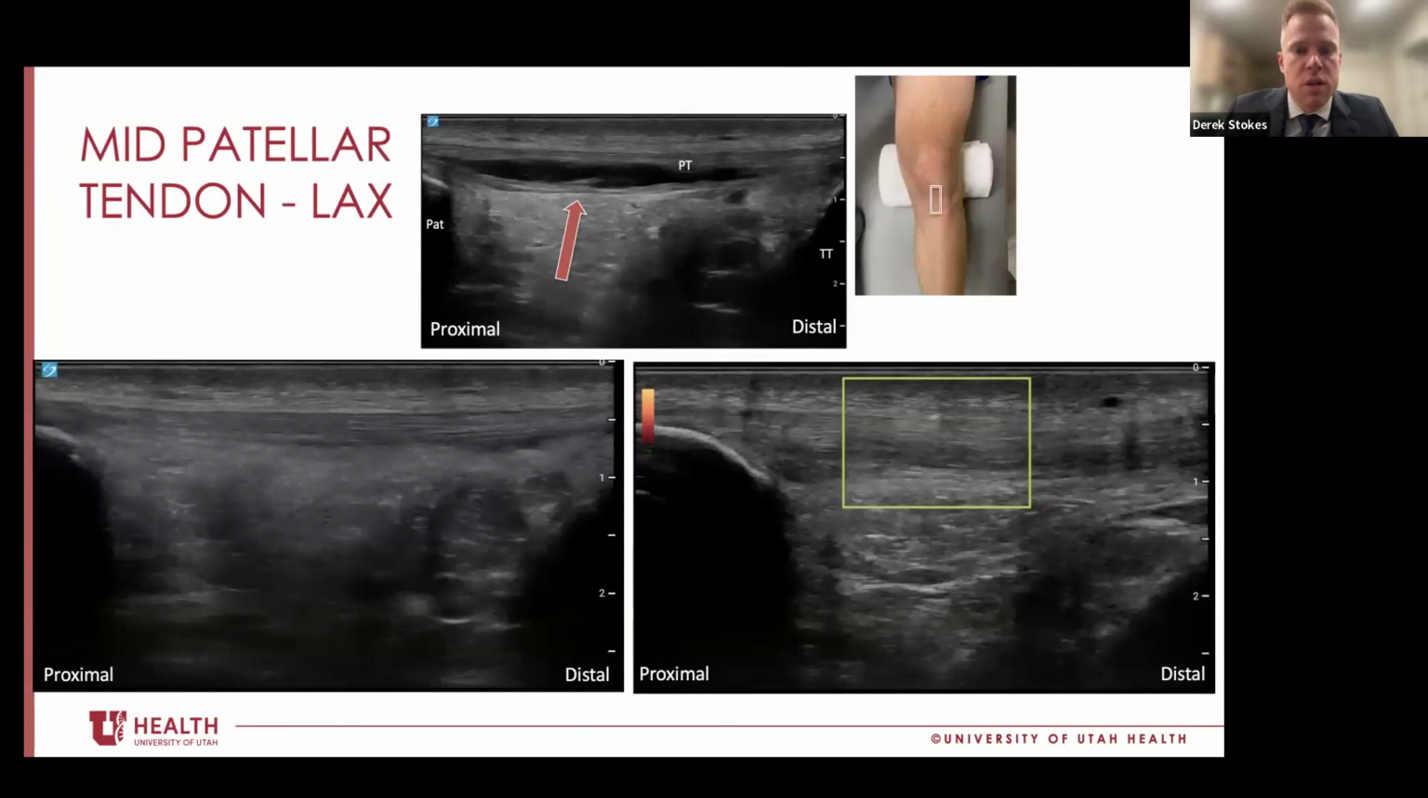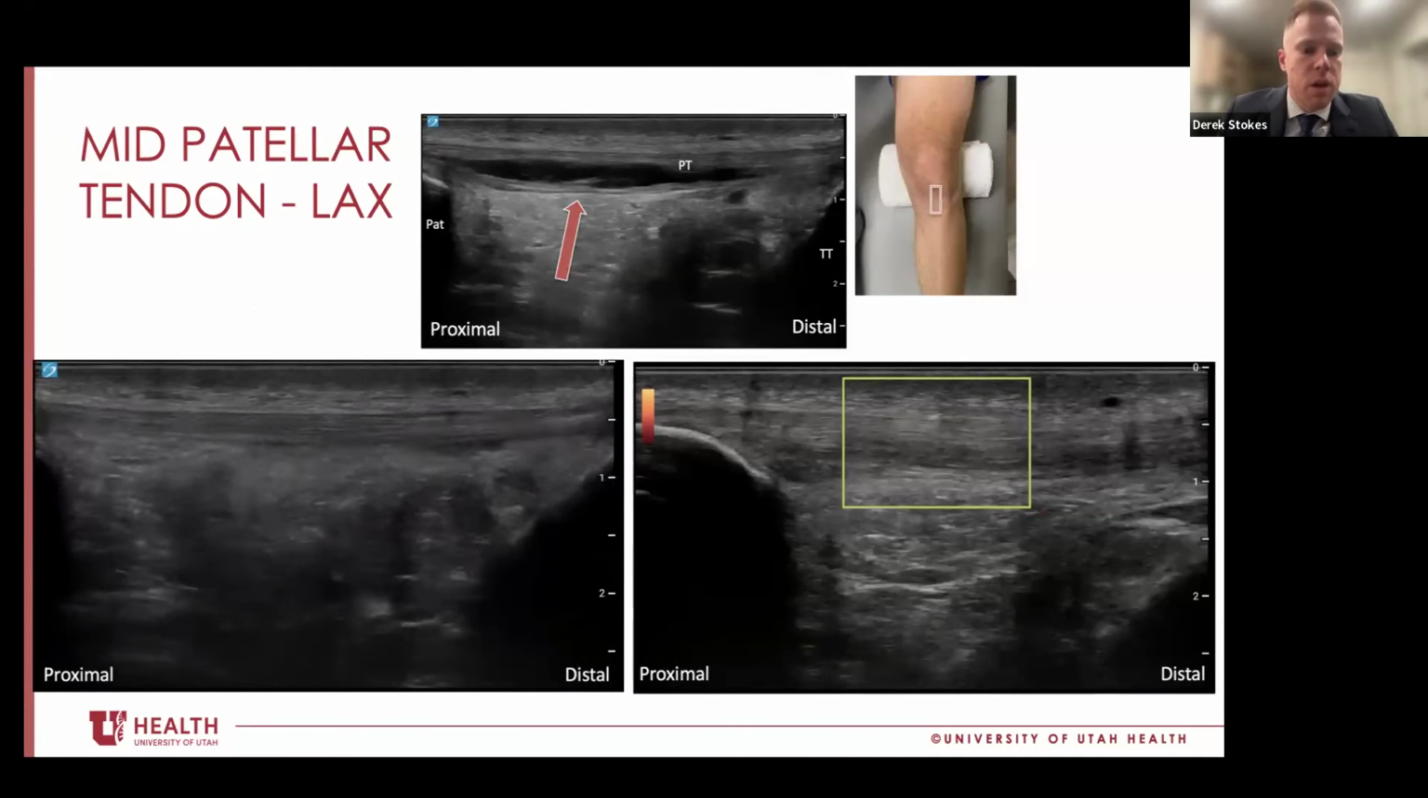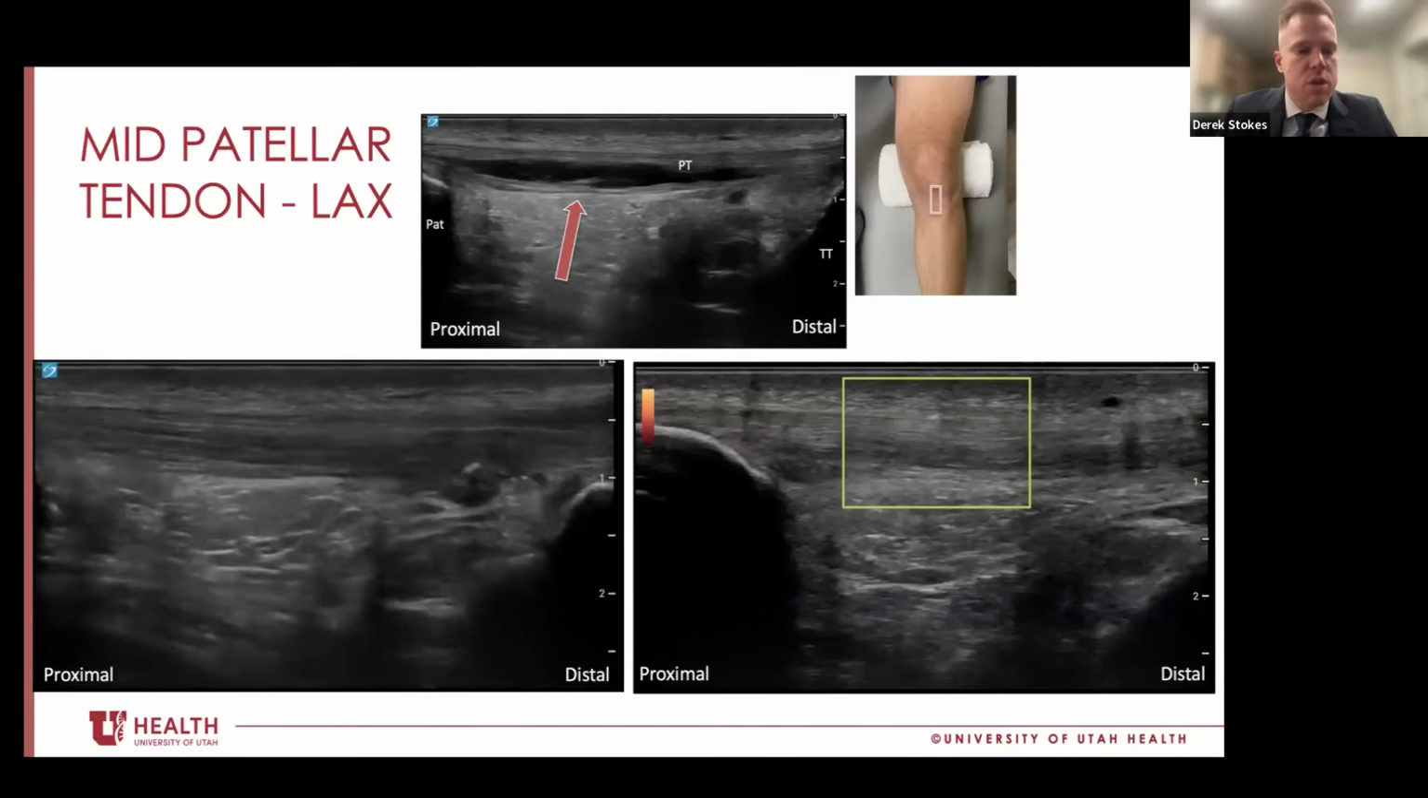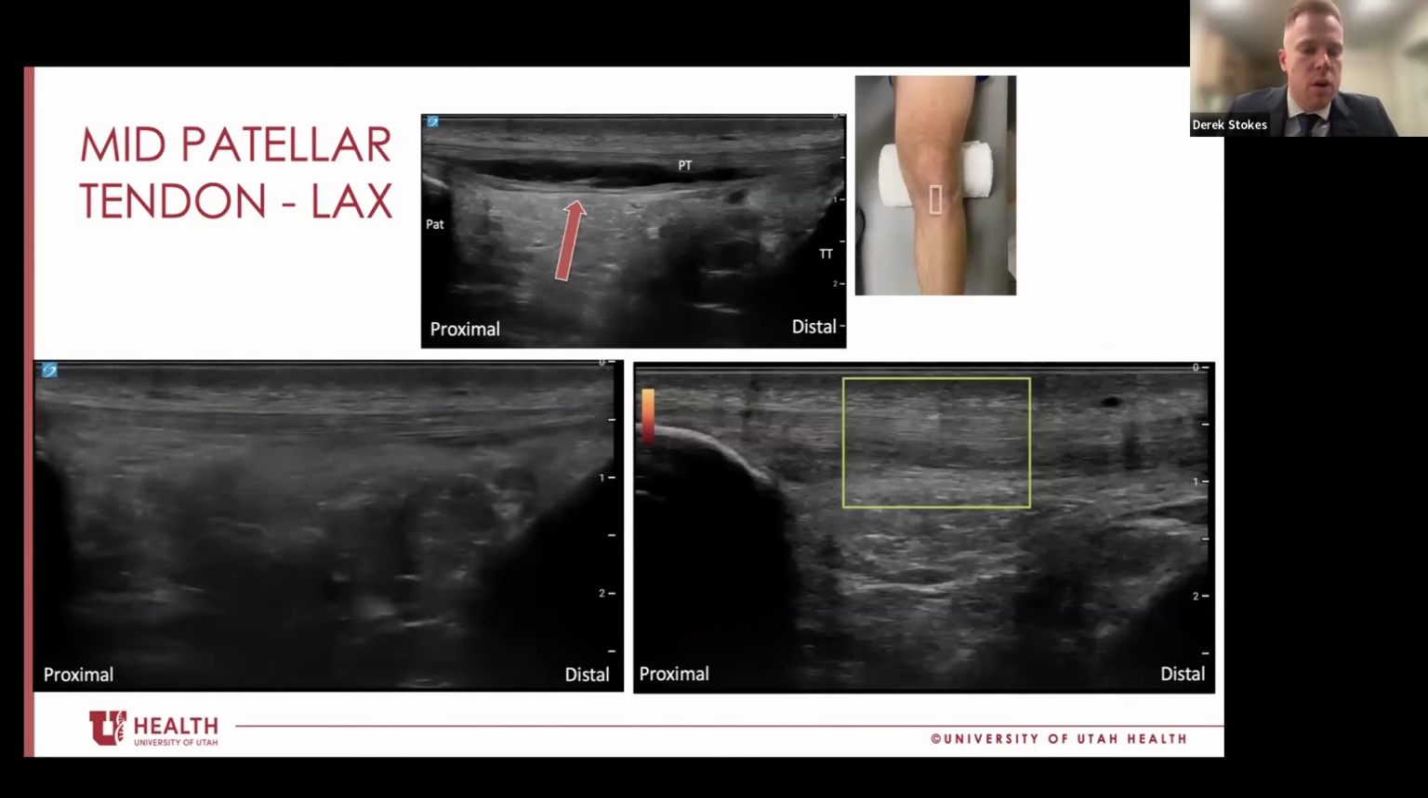So we can see that there's an anechoic signal within the patellar tendon that appears to be elongated and somewhat tubular, with fibers both above and below. So we 100% agree that this is delaminating and separating those fibers. However, it's holding its shape under a little bit of transducer pressure, indicating that there's some sort of substance within this anechoic defect.